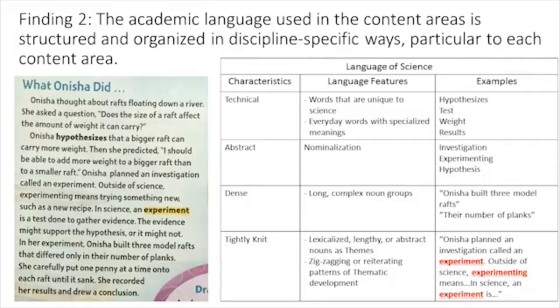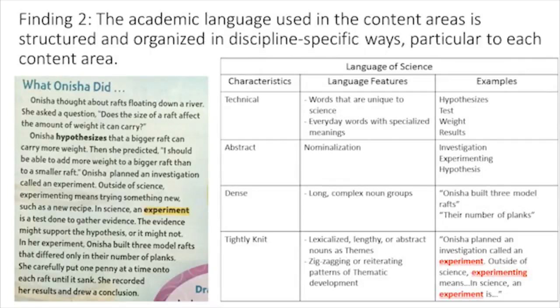So finding 2, the academic language used in the content areas is structured and organized in discipline-specific ways, particular to each content area. So we found this in English and Spanish. Remember that these are mirror texts, so this is not highly surprising. But just to note, for example, the language of science uses very technical words that both are unique to science, but are also everyday words that now have a different meaning indexed, such as hypothesizes, test, weight, results.